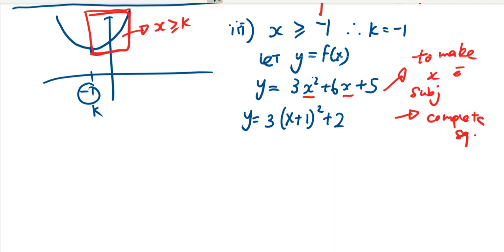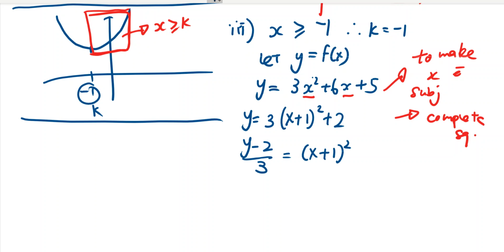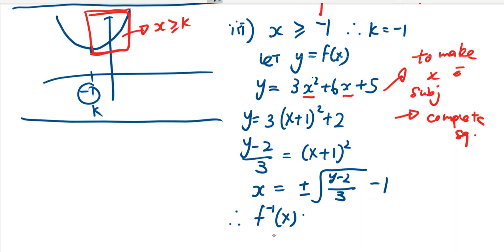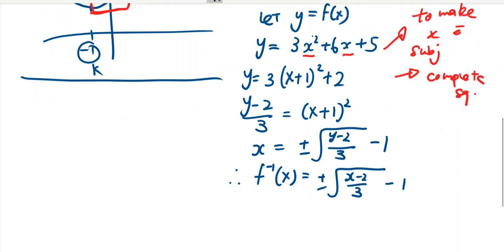Now we have this, we bring the 2 over: y minus 2 over 3 is equal to (x plus 1) squared. This would also mean that x is equal to plus or minus the square root of (y minus 2) over 3, minus 1. Therefore f inverse of x is equal to plus or minus the square root of (x minus 2) over 3, minus 1. We put the x back into the y.